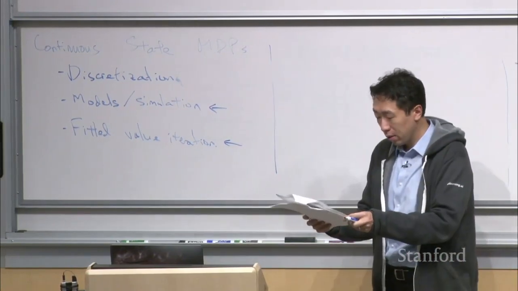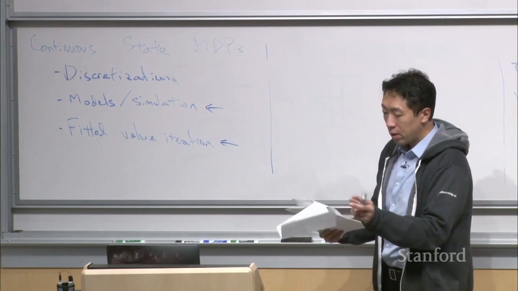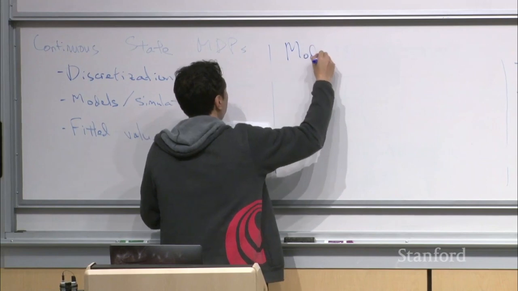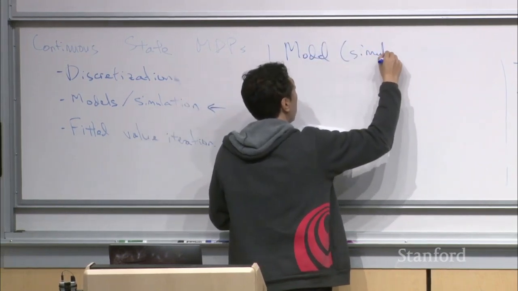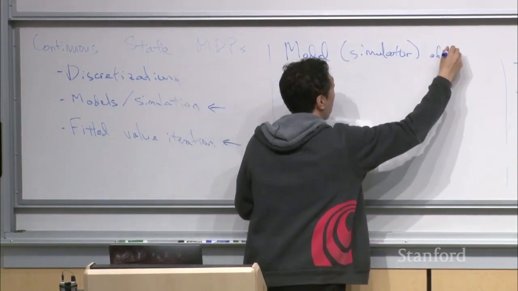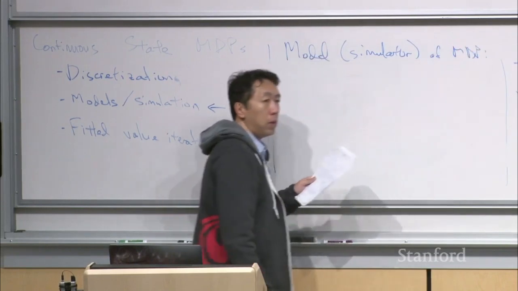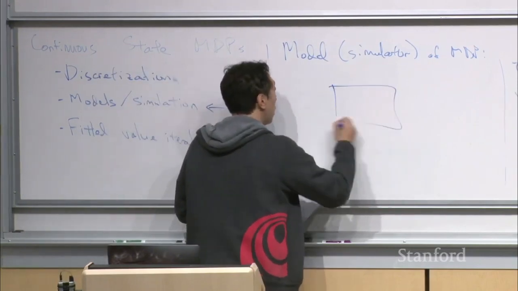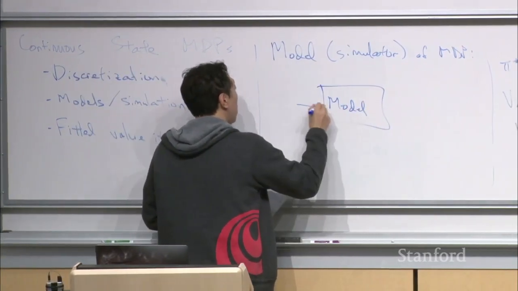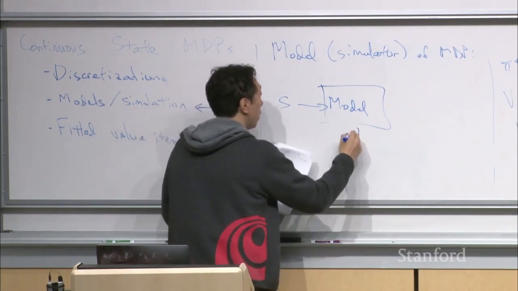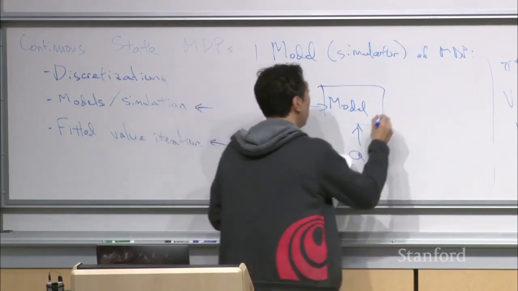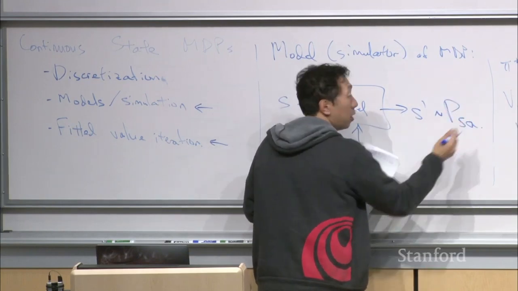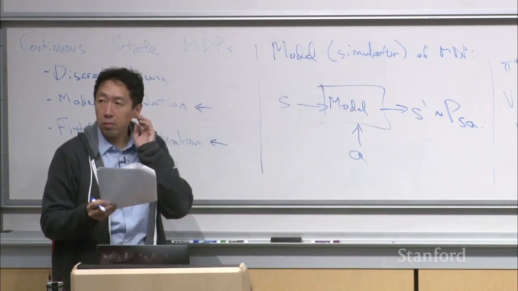All right. So what a model, or a simulator of your robot, is just a function that takes as input a state, takes as input an action, and it outputs the next state S prime drawn from the state transition probabilities.